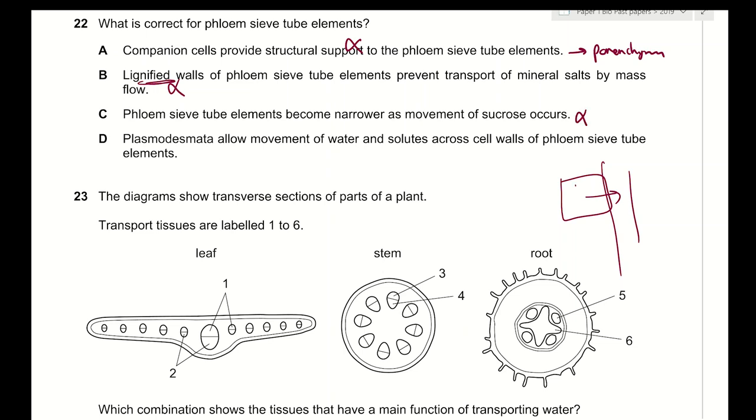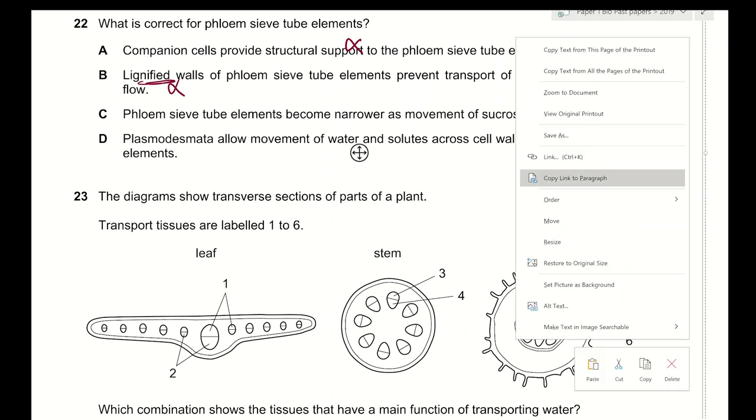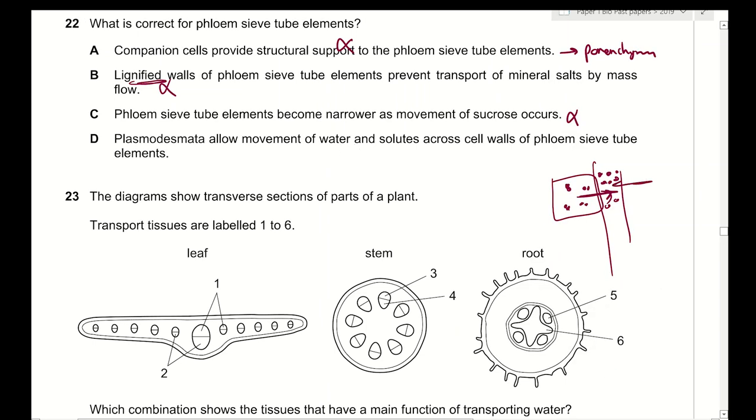The reason for this is when sucrose is found at the companion cells, they move to the phloem sieve tube elements by passive diffusion through the plasmodesmata. Now, what happens is that there's now a higher concentration of sucrose inside the phloem sieve tube elements. Therefore, there's now a lower water potential, so water from adjacent cells moves into the phloem sieve tube elements by osmosis, down the water potential gradient.